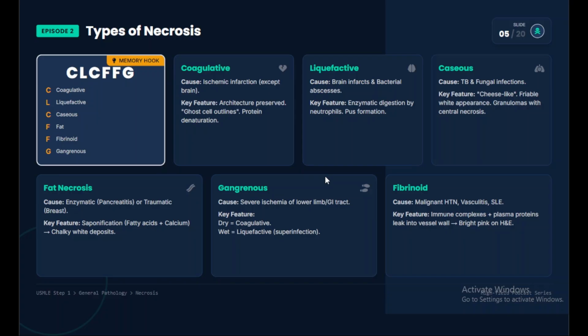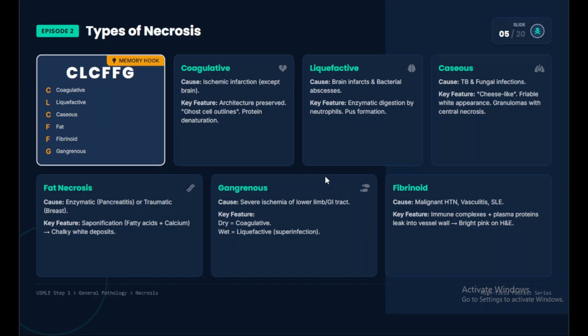Now, let's suppose we have crossed the point of no return and the cell has entered irreversible injury. The most common outcome of irreversible cell injury is necrosis. Necrosis is basically uncontrolled cell death caused by severe injury, and unlike apoptosis, necrosis leads to inflammation because the cell membrane ruptures and intracellular components spill out. Pathology classifies necrosis into six major types.